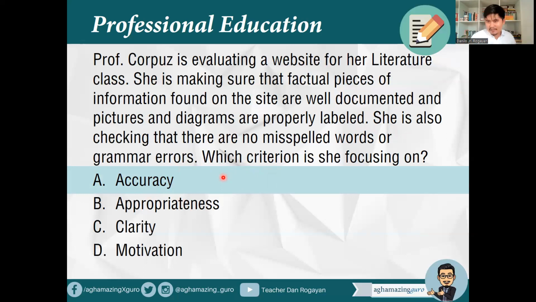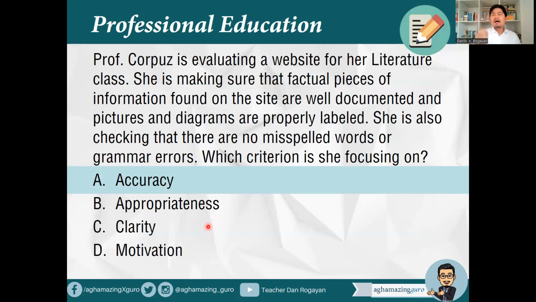The word accurate means free from errors, based on factual information. Appropriateness would mean instructional materials that are aligned with the learner's readiness. So we need to see whether our materials are appropriate for a specific grade level.